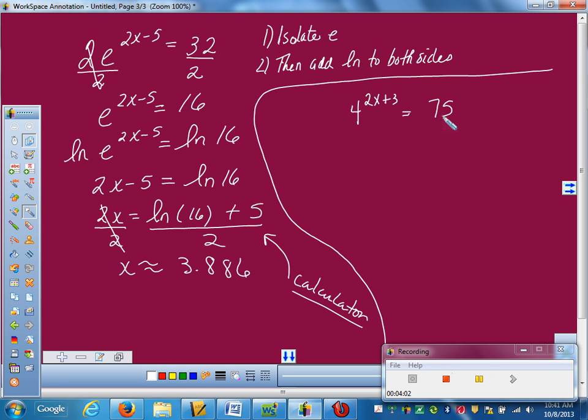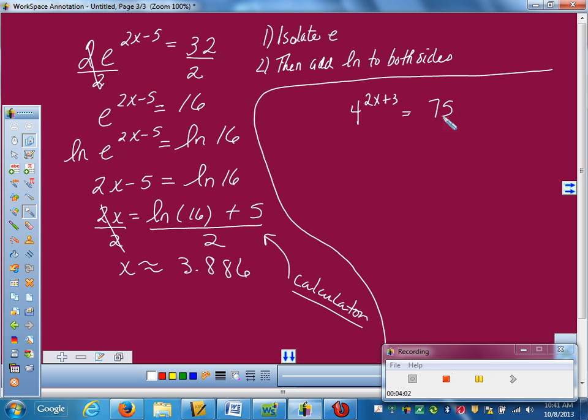Okay, now, on the first day, I told you to make common bases. But can you make common bases with 4 and 75? There isn't a common base with 4 and 75. You can't add a 3 to each side. You can't put an e on each side. You have to use logs. We need to get the x down out of the power so we can solve for it.